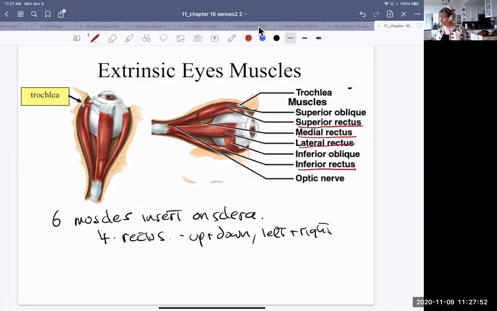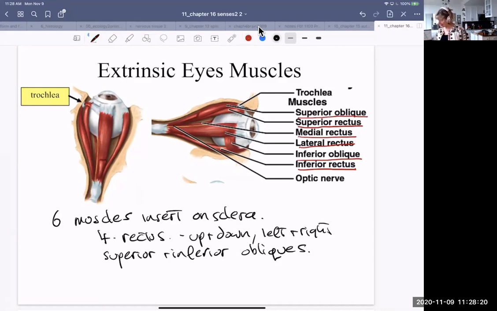So 4 of those. And the obliques, the superior and inferior obliques. They're a little more complicated. They rotate the eye. Superior and inferior oblique.